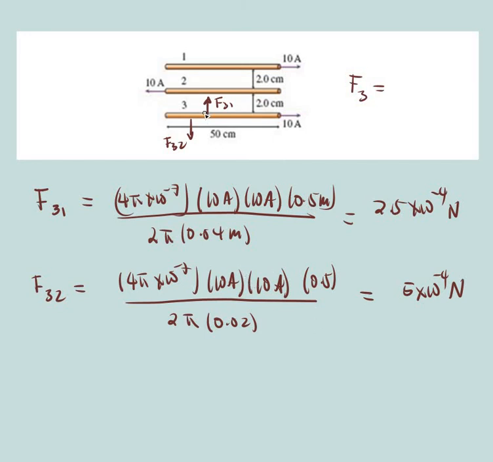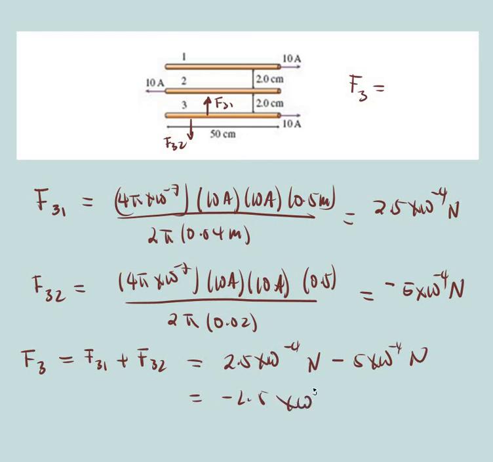Now look at here. F31 is positive, which is this one, but F32 is negative, so it's this. So if you add now F3, which is F31 plus F32, this is equal to 2.5 times 10 to the minus 4 newtons minus 5 times 10 to the minus 4 newtons. In this case, it's going to be minus 2.5 times 10 to the minus 4 newtons. In other words, it's the same as F1, but with a negative sign.